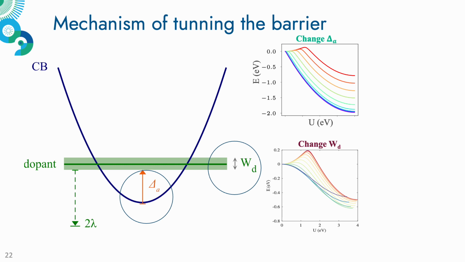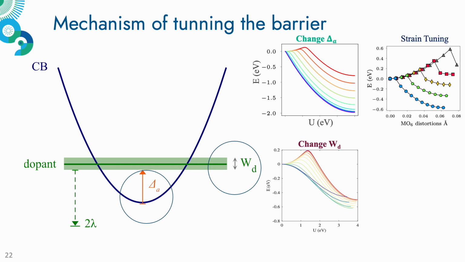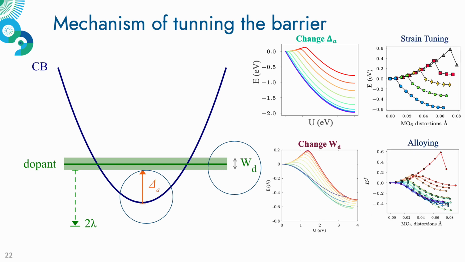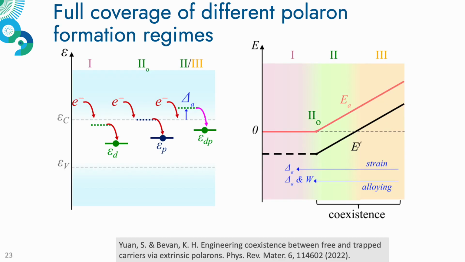By changing delta A or WD, we can tune the barrier height and the relative stability of this carrier localization transition, and this also connects with the ab initio results of strain tuning and alloying. Let me use this diagram to sum up today's presentation. We classify different types of electron polaron formation based on their initial and final states relative to the CBM.